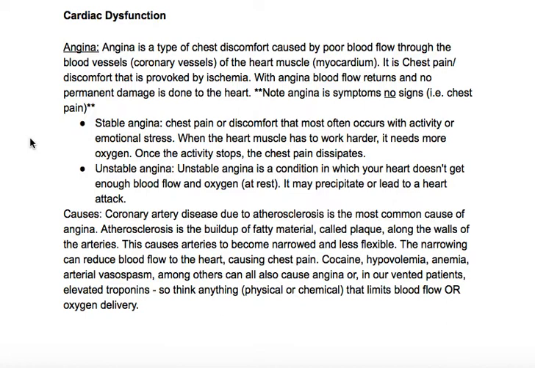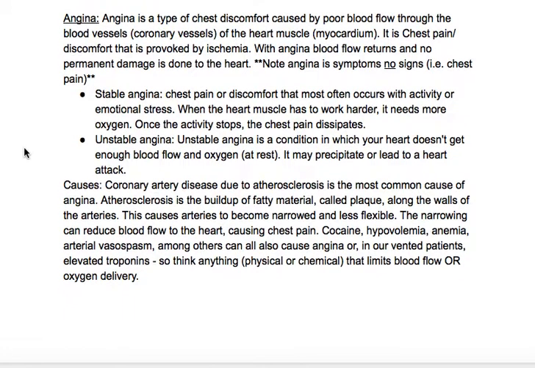Going from least serious to the most serious form of cardiac dysfunction, we're going to first cover angina. Angina is just chest discomfort. It's pretty vague and it can be kind of nonspecific, but angina is caused by poor blood flow through the blood vessels or coronary vessels of the heart. There are two types of angina: stable and unstable angina.